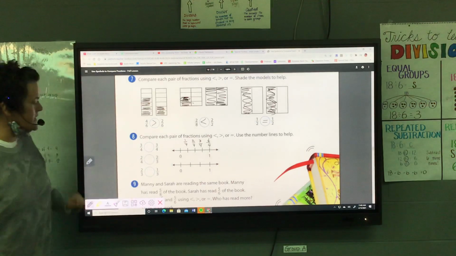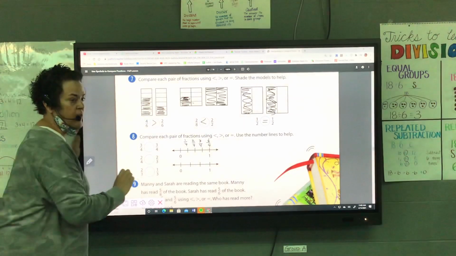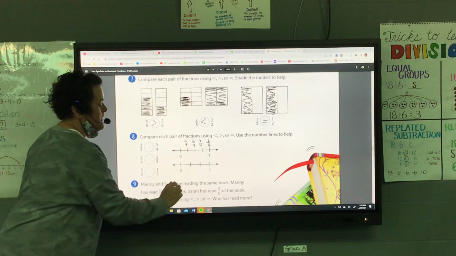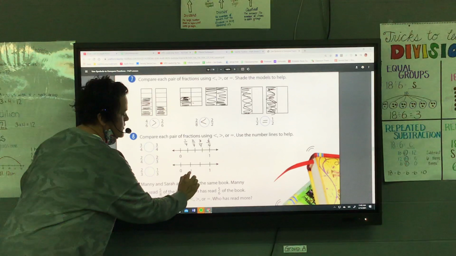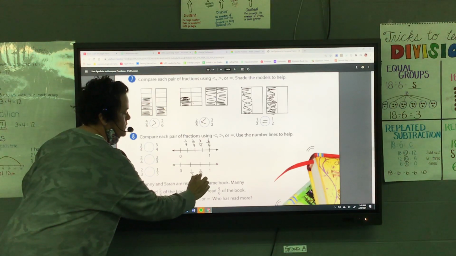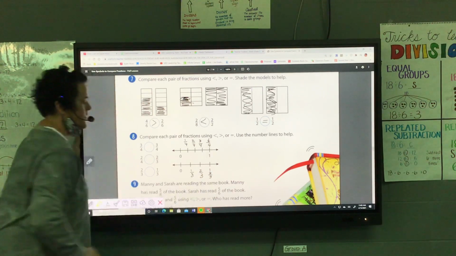Let's come down to this next one underneath it. Count the parts with me. I don't count 0 though. 1, 2, 3. So let's label that. This first one is 1/3, then 2/3, followed by 3/3.